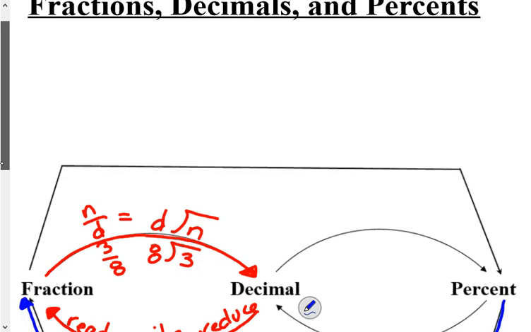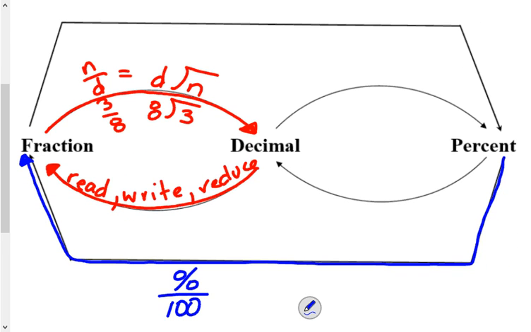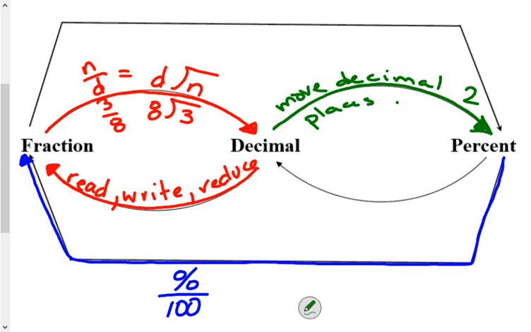To change a decimal to a percent, I am simply going to move the decimal 2 places to the right, always. Now, it probably then should make sense to you how we change a percent to a decimal.